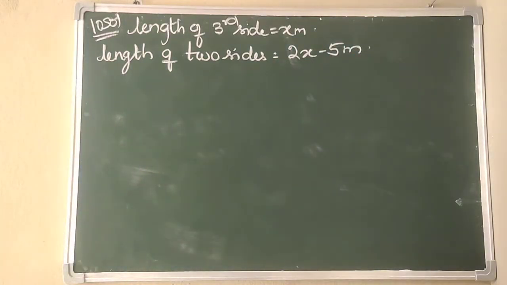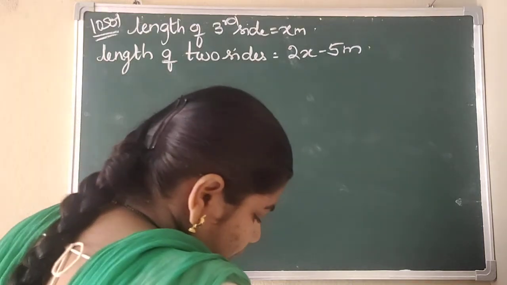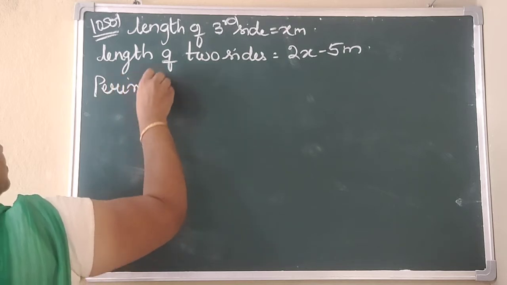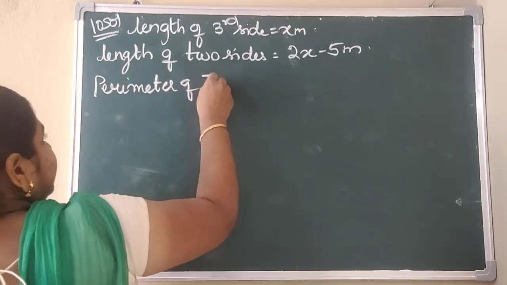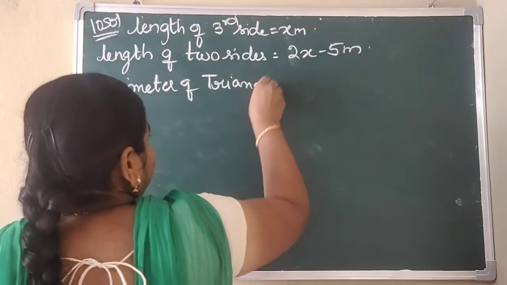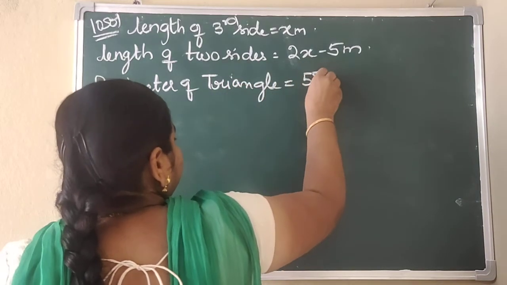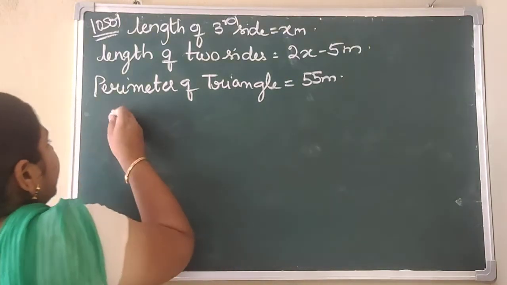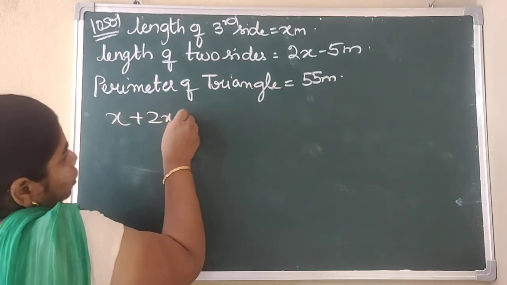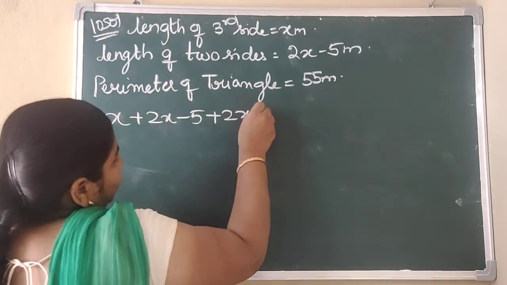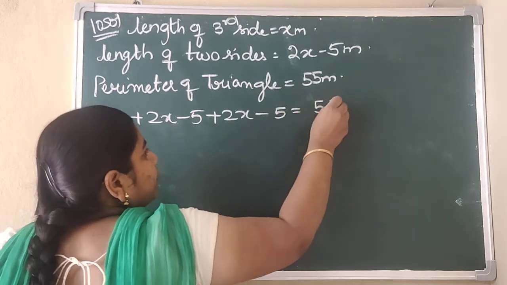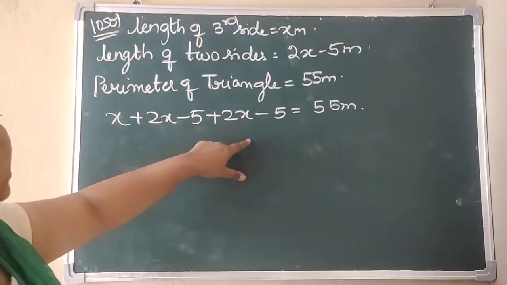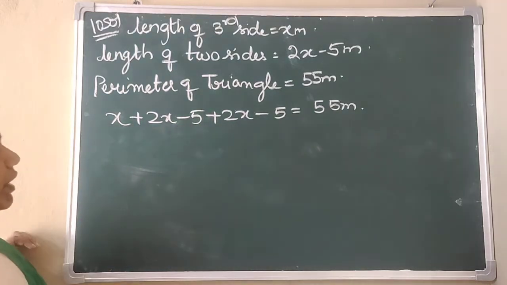Okay. So now the total perimeter, how much have they given? Total perimeter is 55 meters. Perimeter of a triangle, not a rectangle. So if you add the three sides, that will be equal to 55. So we can write x plus 2x minus 5 plus 2x minus 5 is equal to 55 meters, because we are talking about an isosceles triangle. Two sides will be equal, one side is different. Okay, now we can solve this.